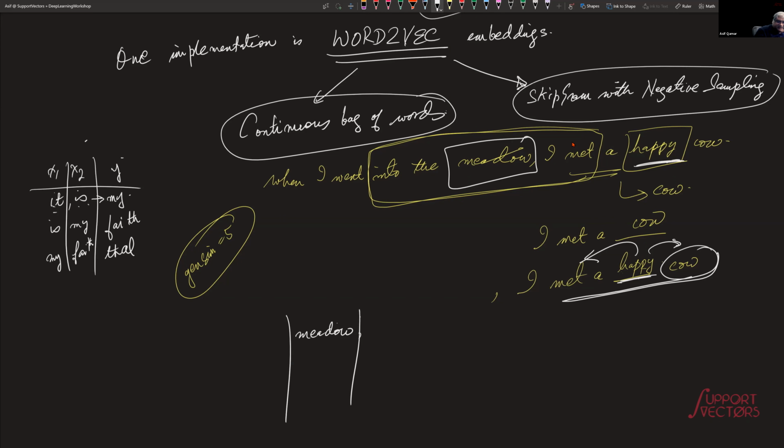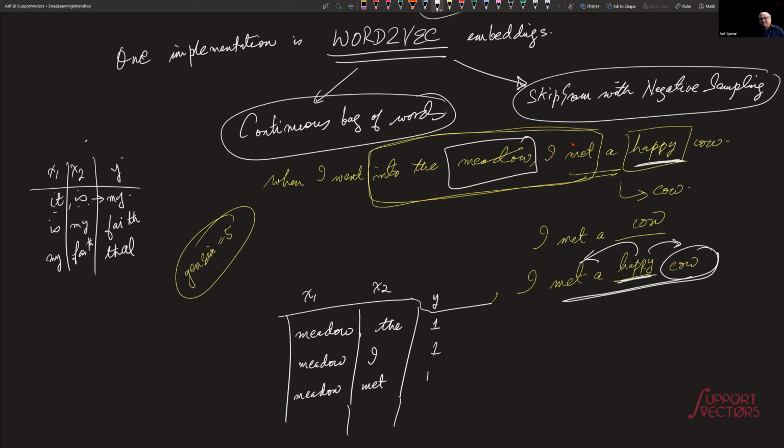If you have the word meadow and you have the word the, you did encounter it in the sentence, you give it a label y. Think of it as x1, x2, and this is your target, y is 1, your data. Likewise you can say meadow, I, 1, right? Again, meadow, met, 1. So these are the combinations that you did actually find, right? And so on and so forth.